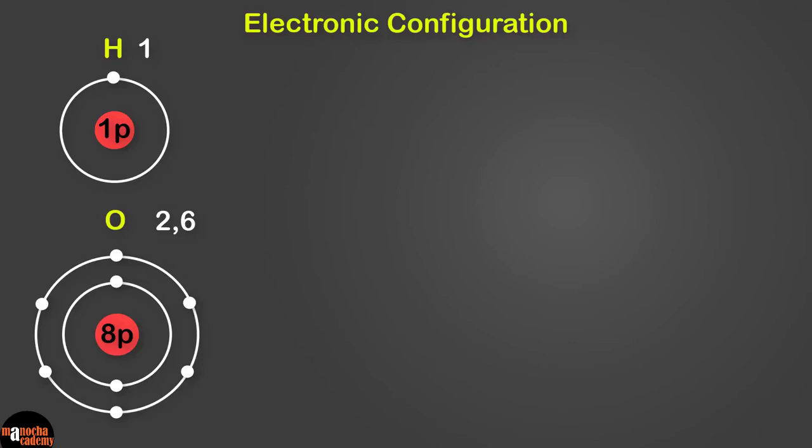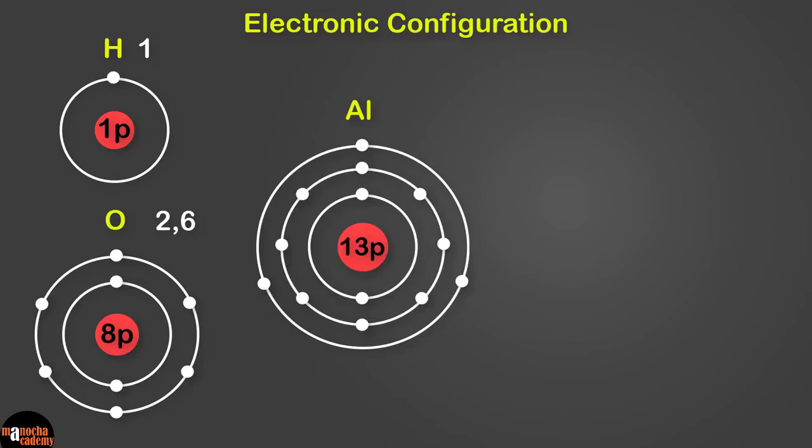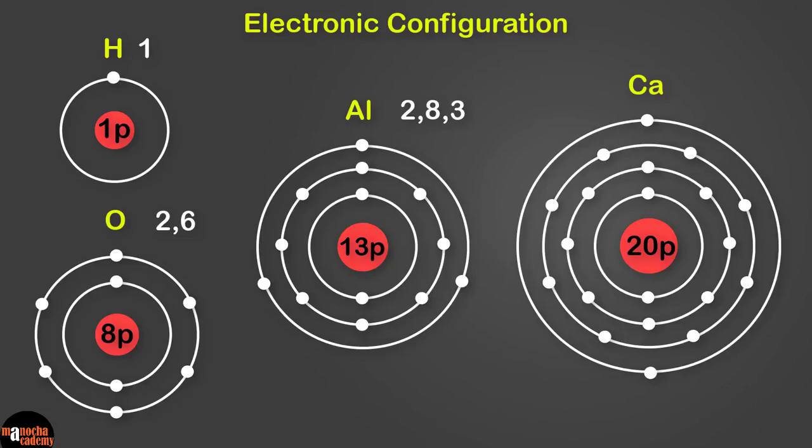Next we have aluminium with atomic number 13. So the electron configuration is going to be 2, 8, 3. So aluminium in the third period has 3 shells. You can draw the full electron configuration or you can write it in this simple comma notation, 2, 8, 3. And let's also look at calcium, which is in the fourth period with atomic number 20. And as you can see, its electron configuration is 2, 8, 8, 2. So as expected, calcium in the fourth period has 4 shells.